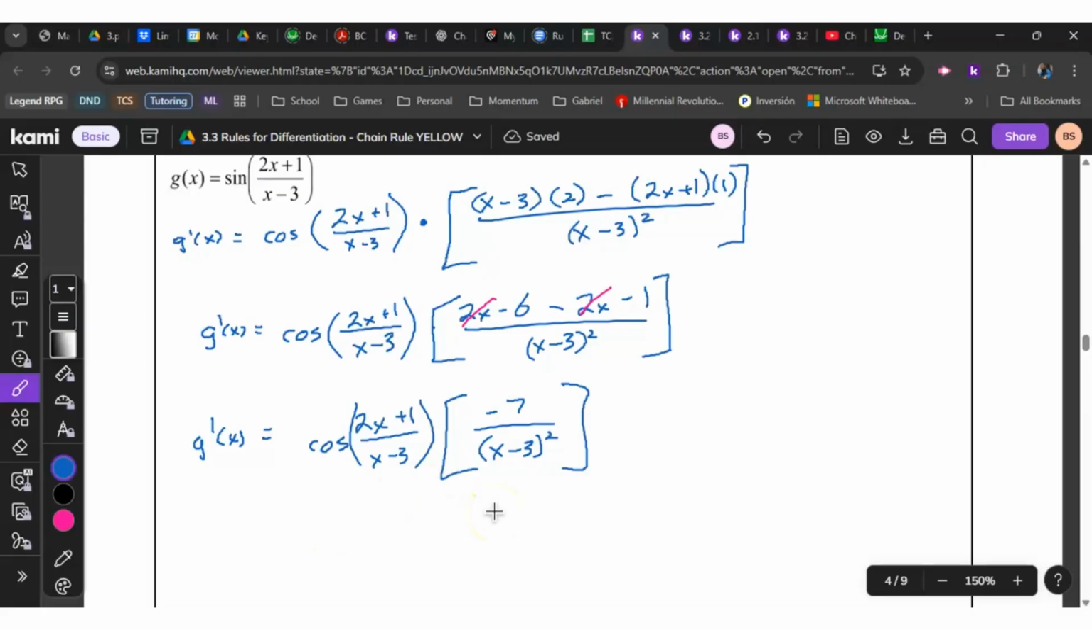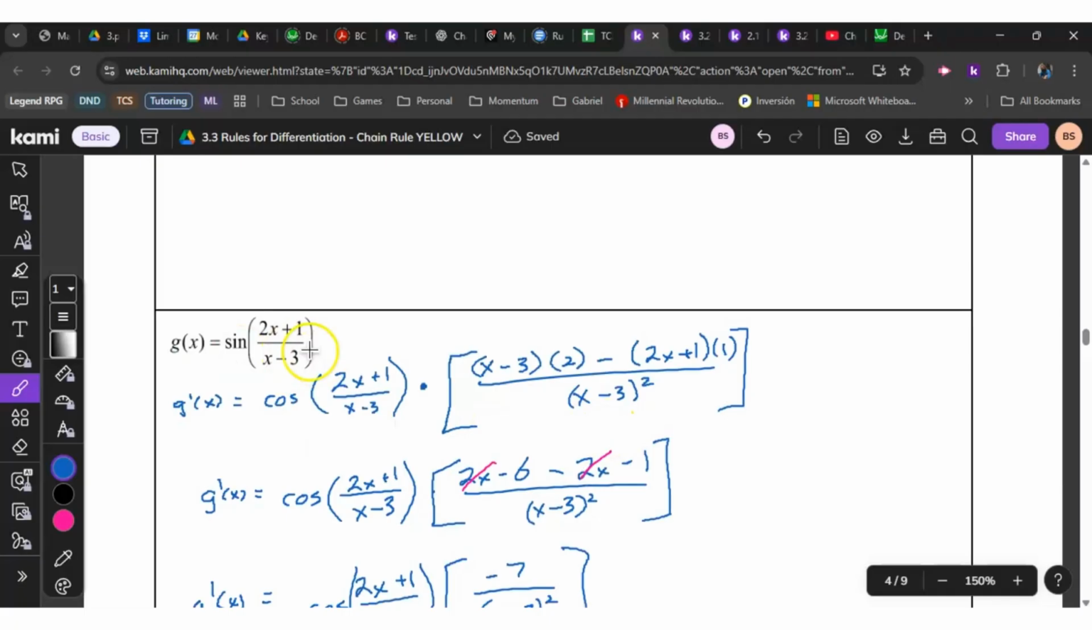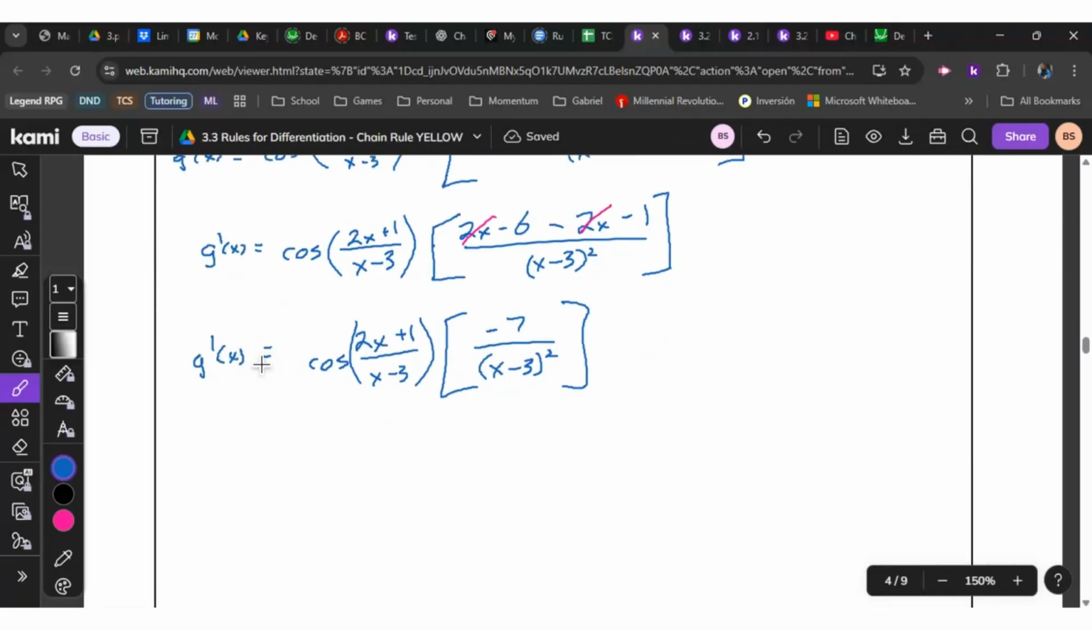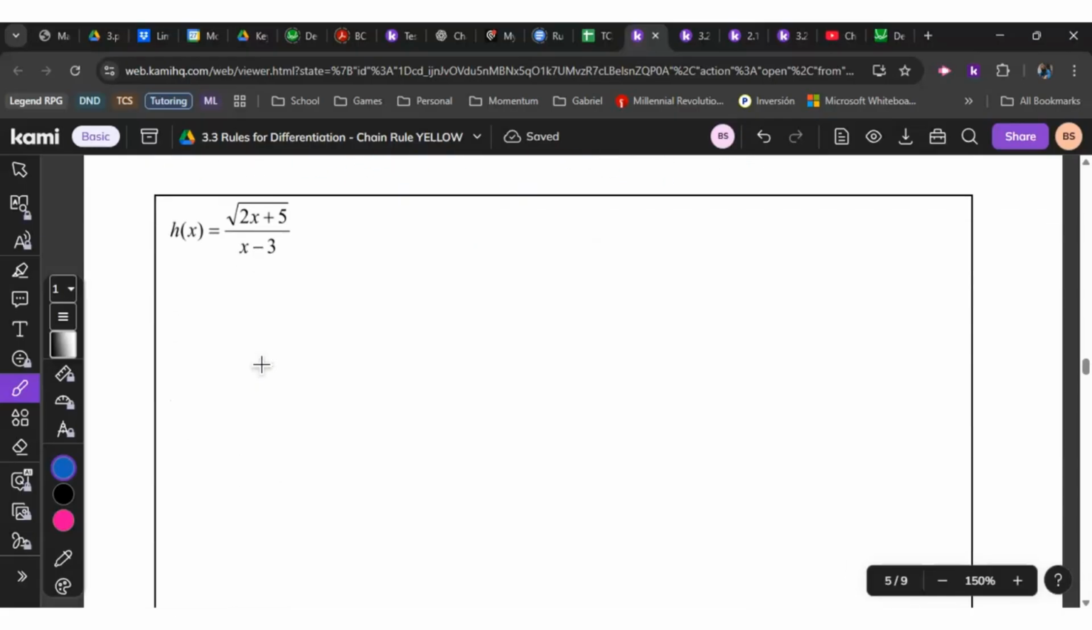So the next one, what did we do? Chain and quotient, chain and product. I don't remember. So it's going to be product and quotient. No, it's chain and quotient again, but in a different way. How? So let's rewrite this as 2x plus 5 to the power of 1/2 over x minus 3.